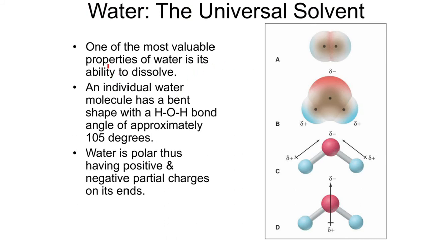You see here, one of the most important properties of water is to act as a solvent, and this water molecule has a bent shape. In the previous figure also we found the HOH bend is there.